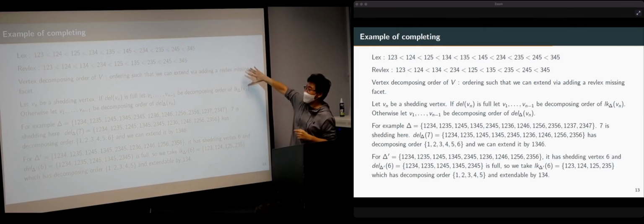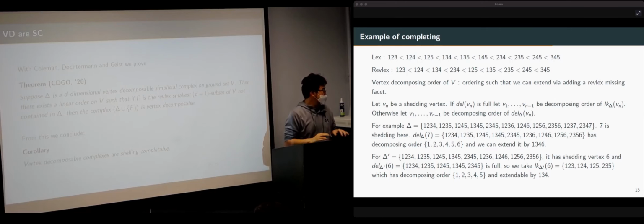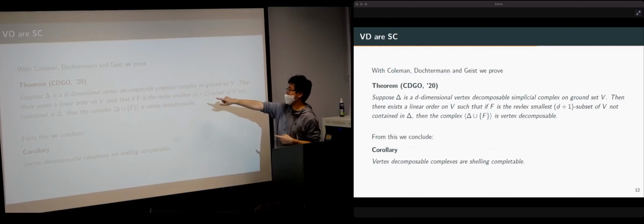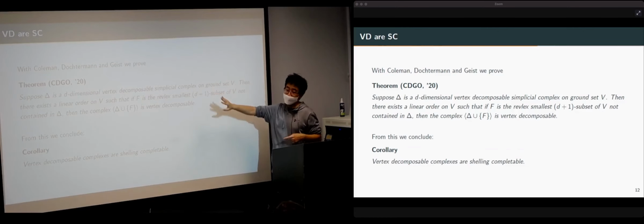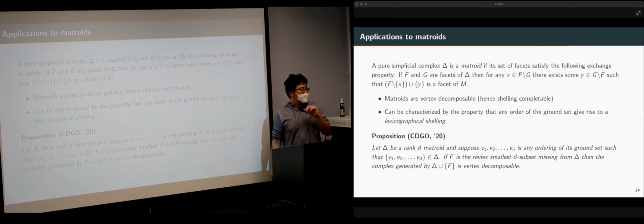So again, one thing to be aware of is that there exists an ordering of the ground set such that this method works. We are not saying that this works for all orderings of the vertex set. So having that in mind, how do we apply this to matroids?